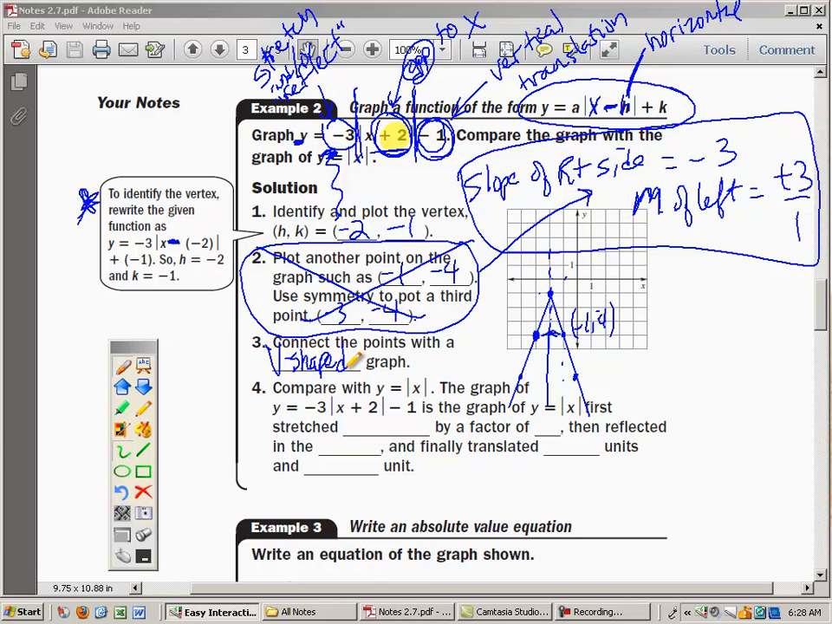In comparison with the absolute value of x, the graph of negative 3 times the absolute value of x plus 2, minus 1, is the graph of the initial, and it is stretched vertically by a factor of 3. Then it's reflected across the x-axis because of the negative out front. The negative flips it across the x-axis. It's finally translated. Let's see, we're going to put this left 2 units because of the plus 2 within the absolute values. And then finally it's going to be moving it down 1 unit.